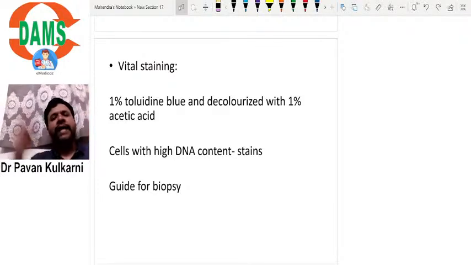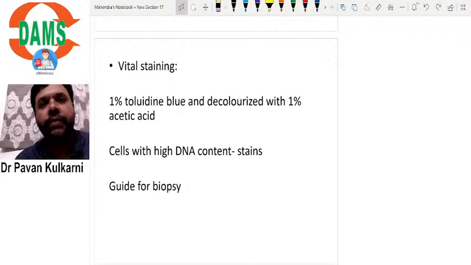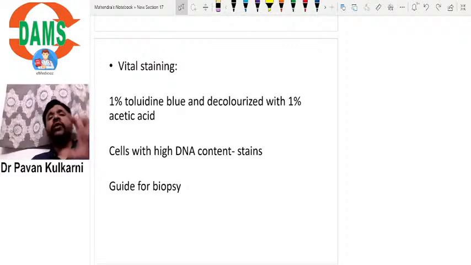I'll take this 1% toluidine blue and just paint it on the buccal mucosa. Whichever area will retain this stain. Now if you wash this stain later, only some area will retain the toluidine blue. That is the area which is dysplastic, so you need to do a biopsy from that area. That is called vital staining. So vital staining will tell us which area we need to do the biopsy from.